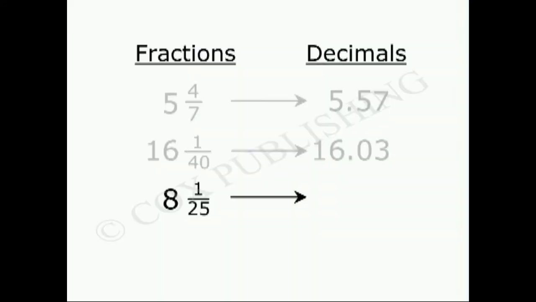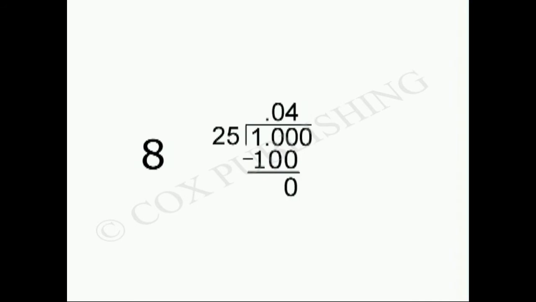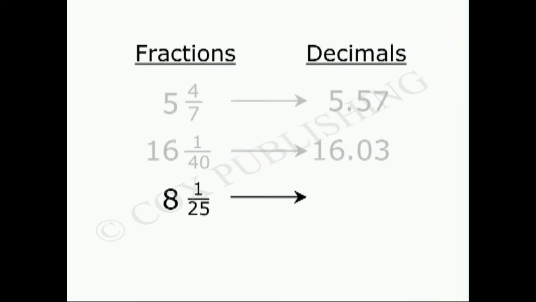Bruno, can you change the last mixed fraction number into a mixed decimal number? I think I can. After dividing 25 into 1, it goes evenly after two places, so we don't have to worry about going any further. It automatically stops in the hundredths place. So 8 and 1/25 can be rewritten as the mixed decimal number 8 and 4 hundredths.